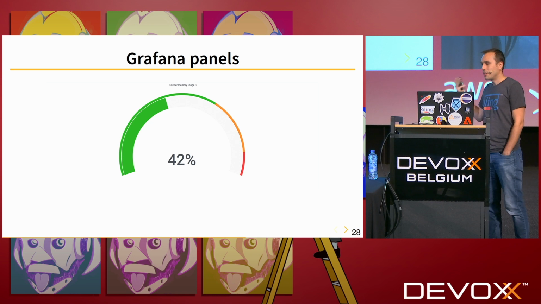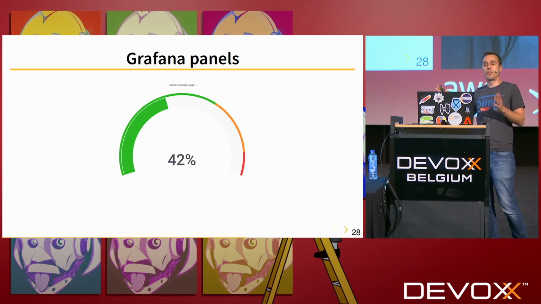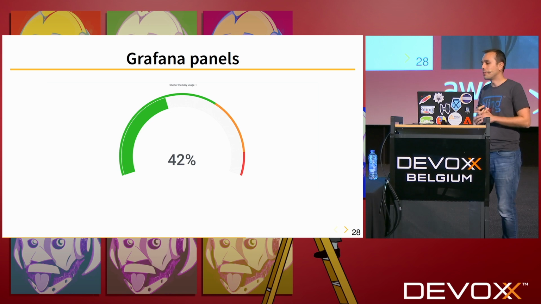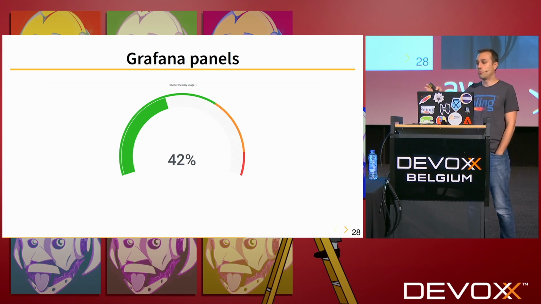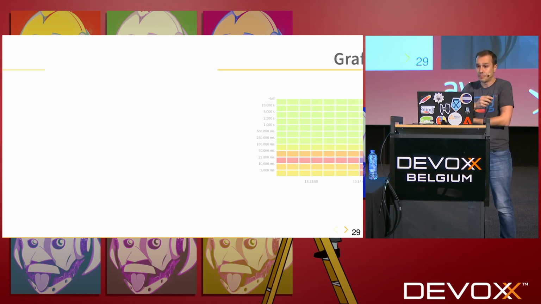There's a display for things which belong to an interval, and you don't necessarily want to see the evolution in time, but just the current value to see if it's okay or not. There's this nice radial display which says, well, we're at 42%, and you can define the safe areas, which are shown in green, and the warning areas in orange, and the error areas in red.